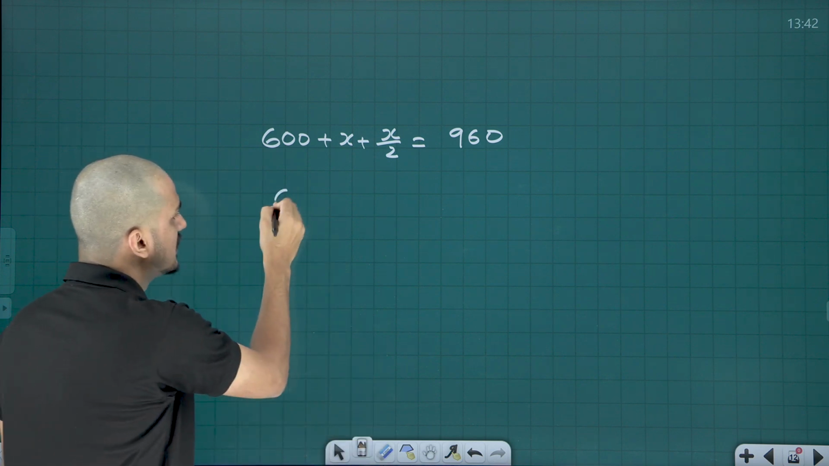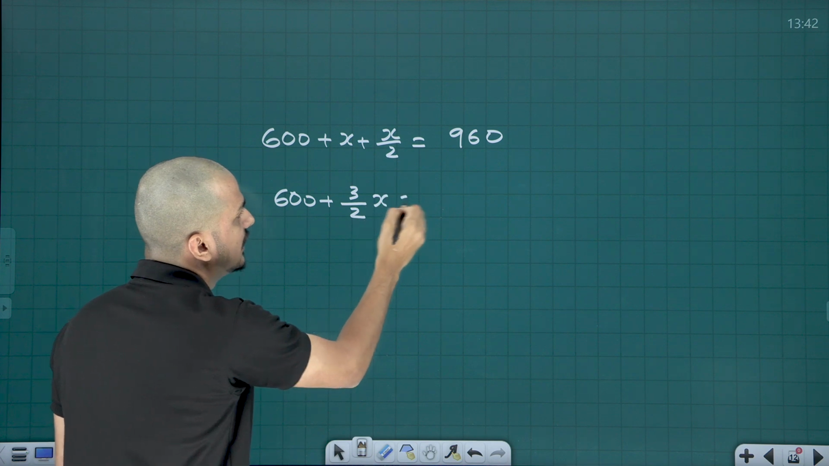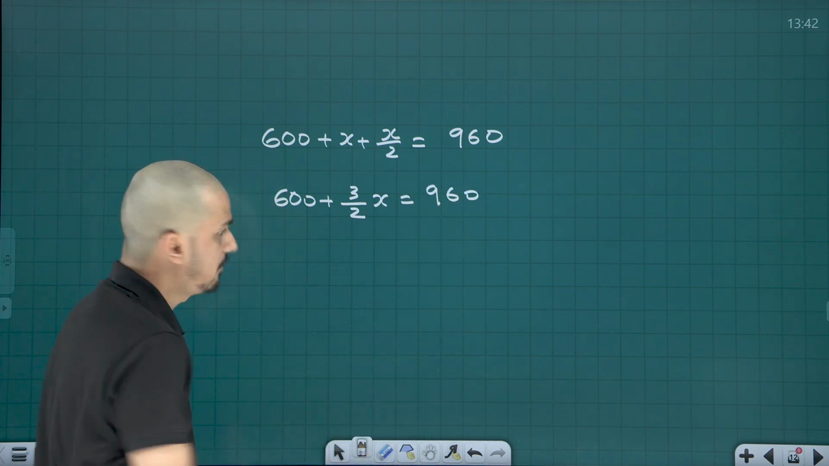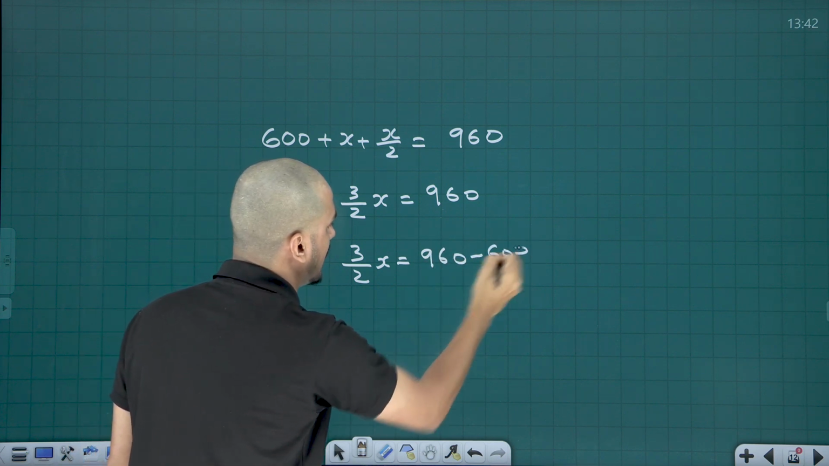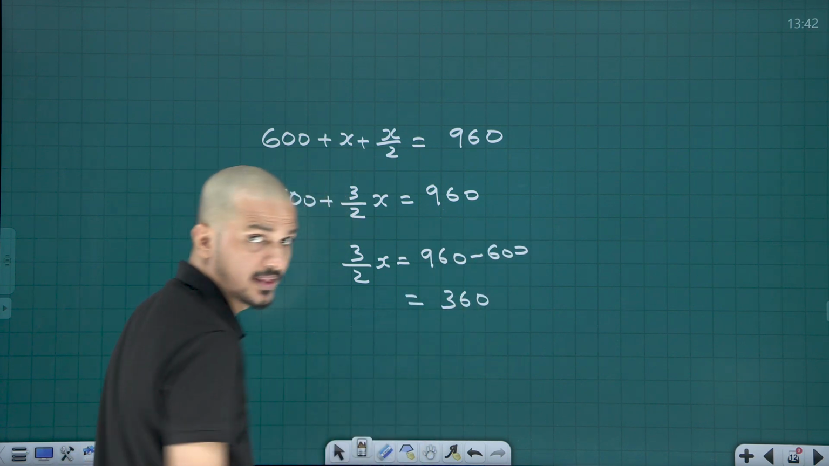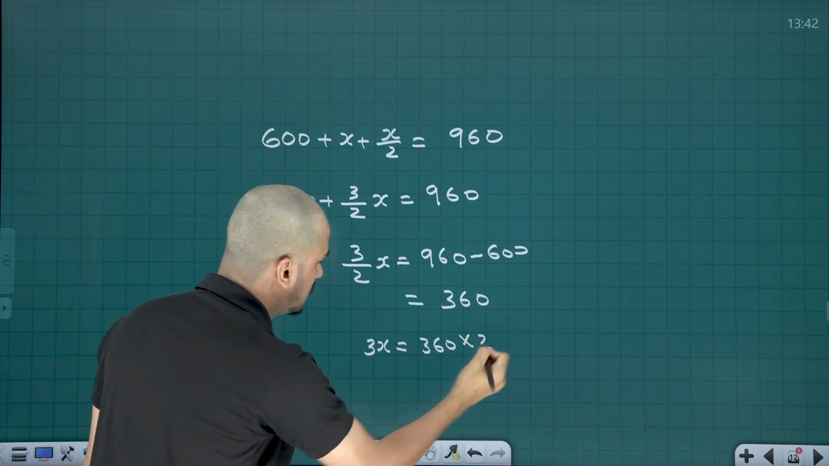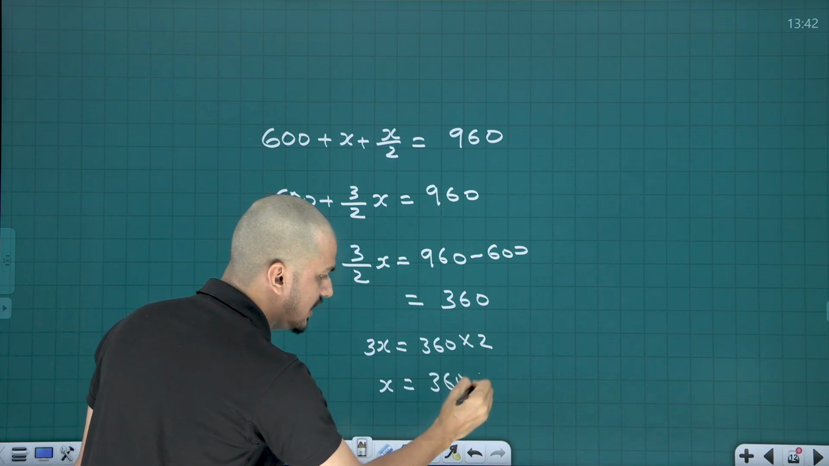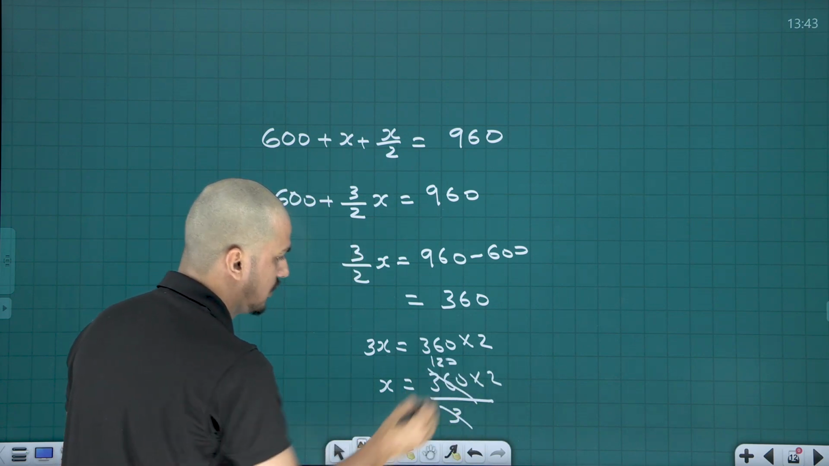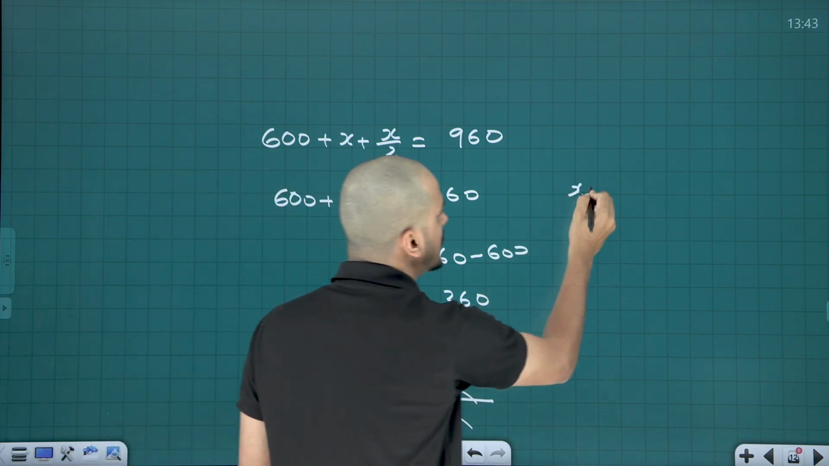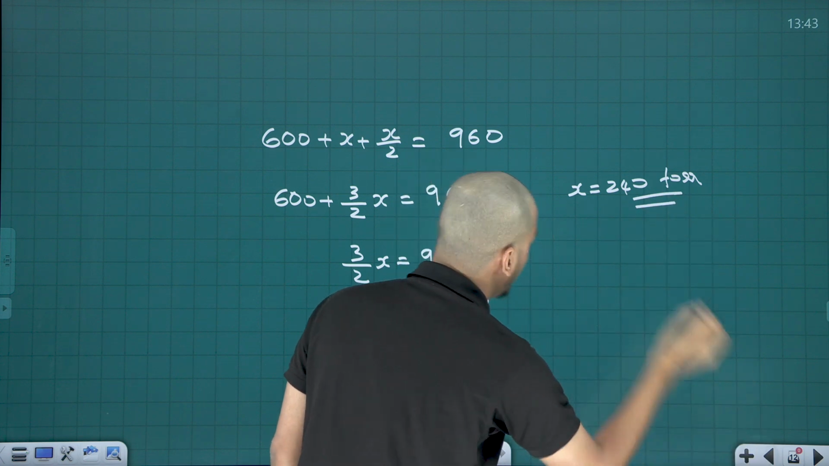That means 600 plus 3 by 2X equal to 960. That means 3 by 2X equal to 960 minus 600, that's equal to 360. Therefore 3X equal to 360 into 2. So X equal to 360 into 2 by 3. So 360 and 3 I can cancel, 120 into 2, X equal to 240. 240 torr.